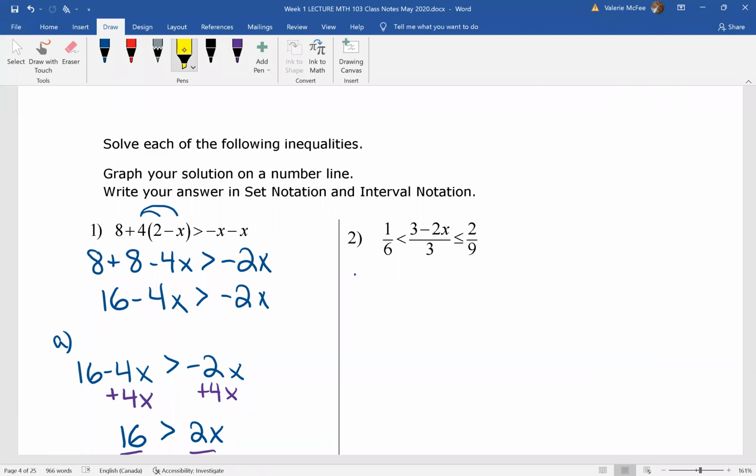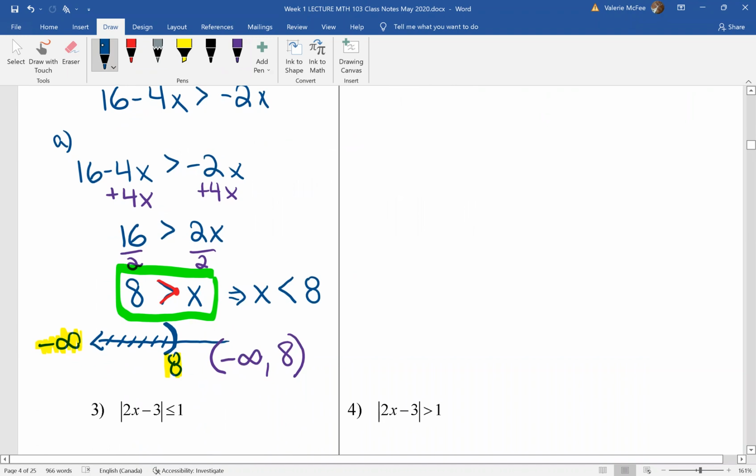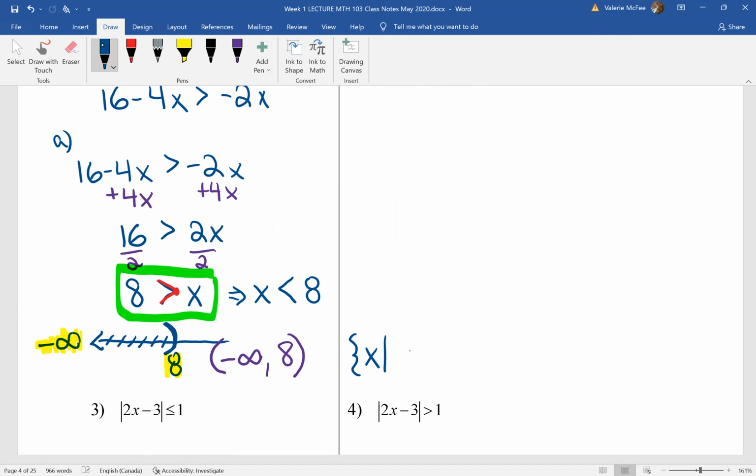I see that I also want that answer in set notation. So let's go back and look at question 1. Set notation for all numbers of x such that x is less than 8. Sometimes we add that x is an element of the real numbers. I don't think that Pearson requires that. I think if you just write x is less than 8, that would be sufficient.